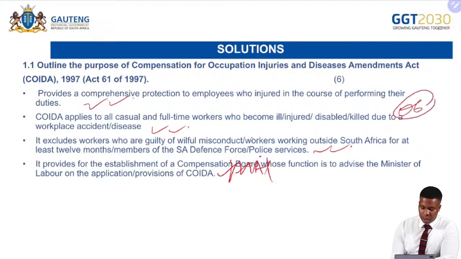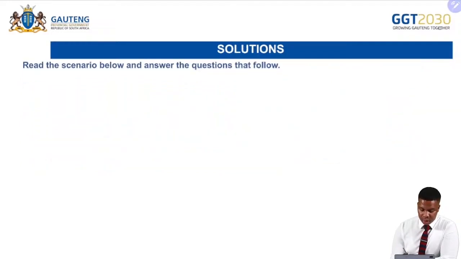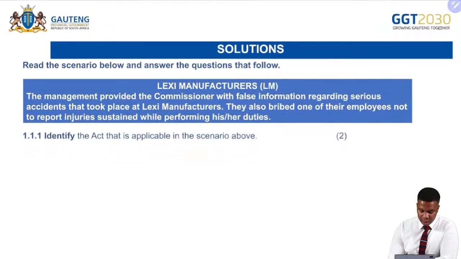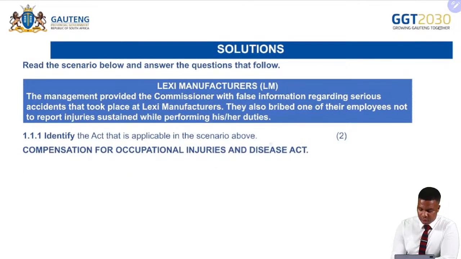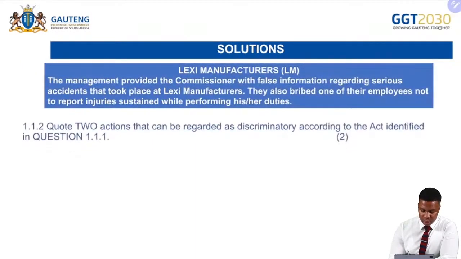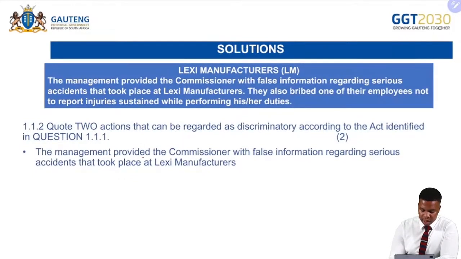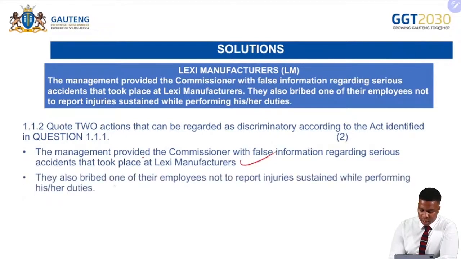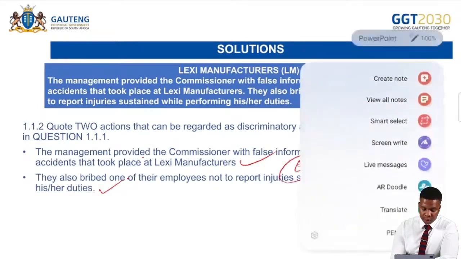Then when we look into now identifying from the scenario, you have to read the scenario. You have Lexi manufacturers, which act there is applicable, COEDA, compensation for occupational injuries and disease, that's 2 for that. And then you proceed to quoting again from the scenario, we quote the idea that the management provided the commissioner with false information, 1, and then they also bribed one of the employees not to report his injuries sustained while performing their duties. That's 2 marks for that.